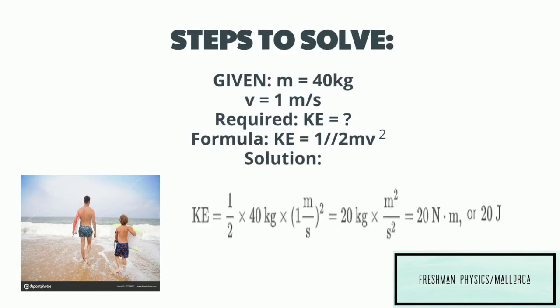To solve, you have to plug in the given numbers to the equation. So kinetic energy equals 1/2 times 40 kilograms. That's going to be 20. Multiply it by the velocity squared, 1 times 1, still 1. So 20 kilograms times 1 meter squared per second squared is equal to 20 joules. Joule is the unit of energy. It is derived from newton meter.